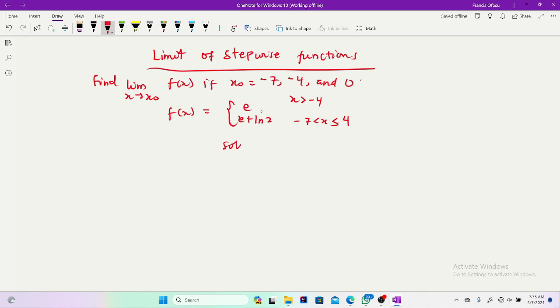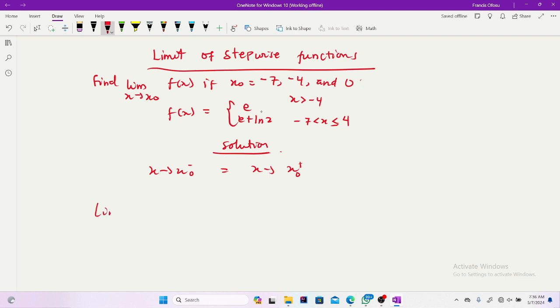So let's solve this. You know that for a limit to exist, the limit as x approaches x naught from the negative side should be equal to the limit as x approaches x naught from the positive side. So the left hand side should be equal to the right hand side, or you say that no matter the path you choose, you should always have the same limit. That should be the rule for a limit to exist. So we can now proceed.